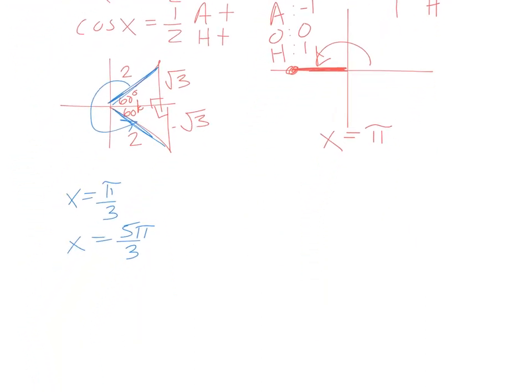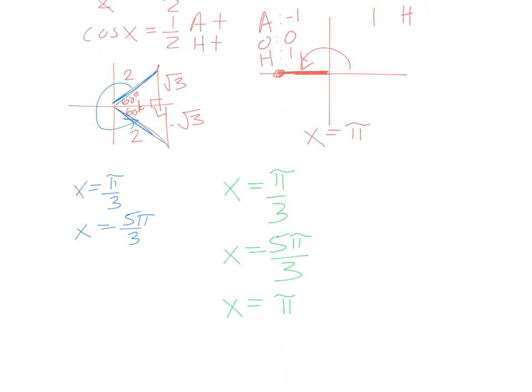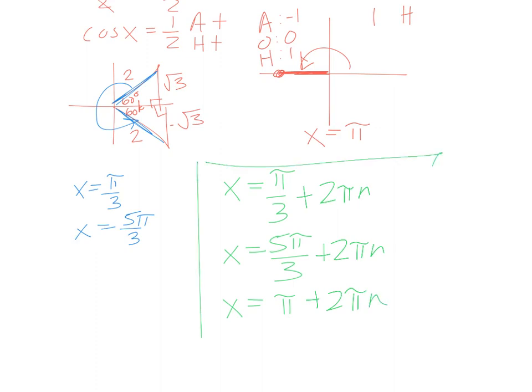Okay, now to complete our answer, I have 3 solutions going from 0 to 2 pi, but now I want all the solutions for this equation. So I have x equals pi over 3, I have x equals 5 pi over 3, and x equals pi. Now what do I add to all these? Because I'm working with cosine, I'm going to add 2 pi n to all of them. And that covers all the solutions for this equation. All right, done with that.